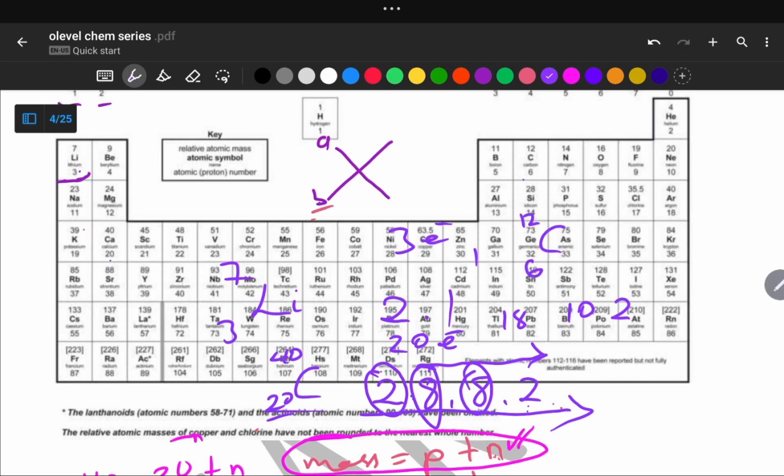So carbon is number 6, 12, right? So six electrons here, right? So we can say 2, the first shell, and then we're left with 4. And then we can write the 4 here.